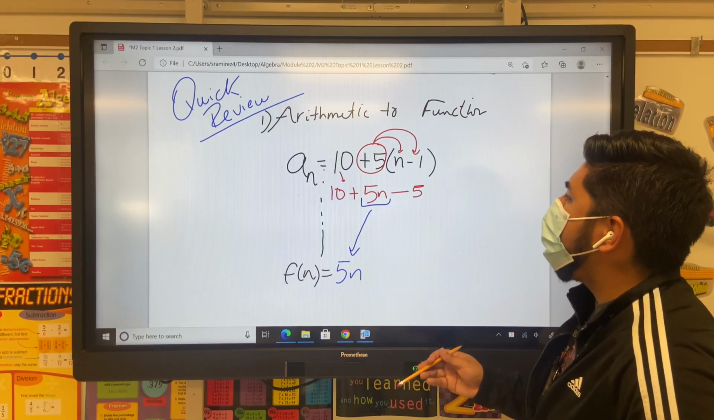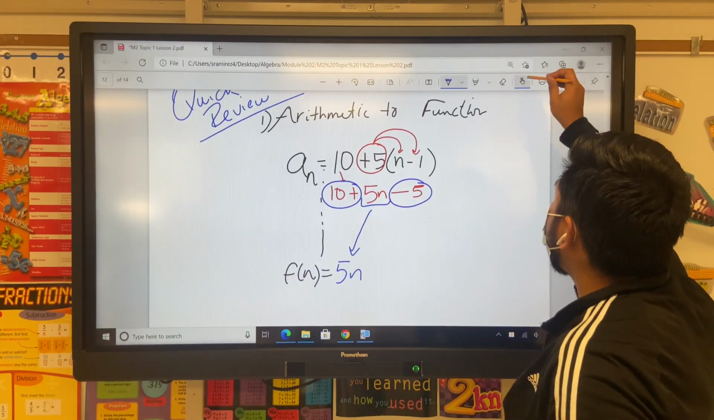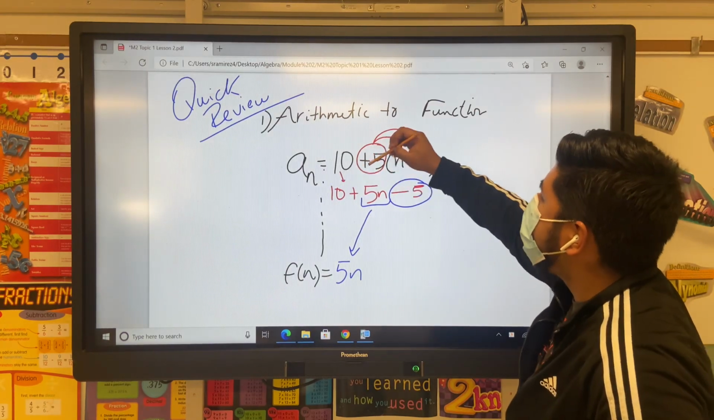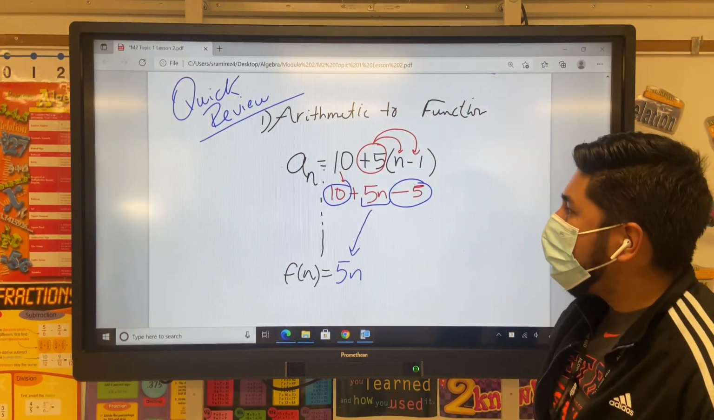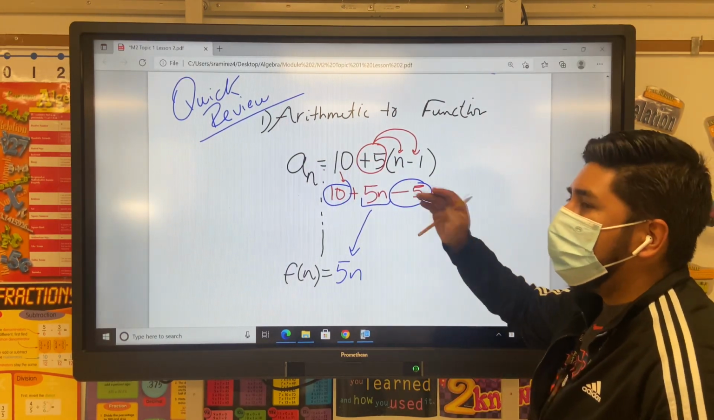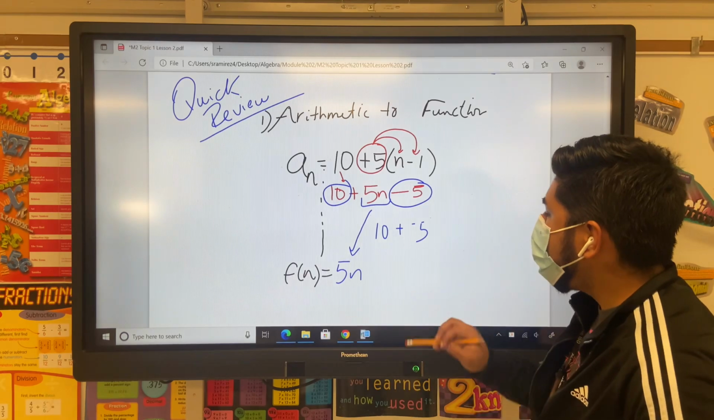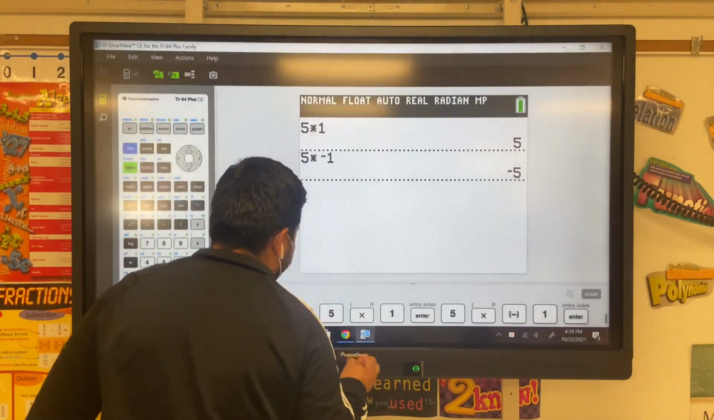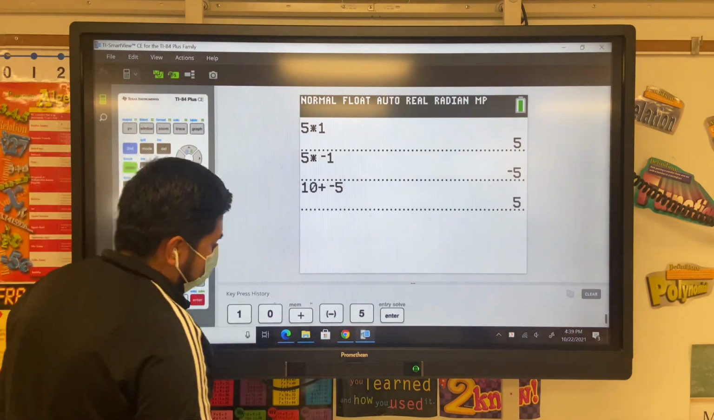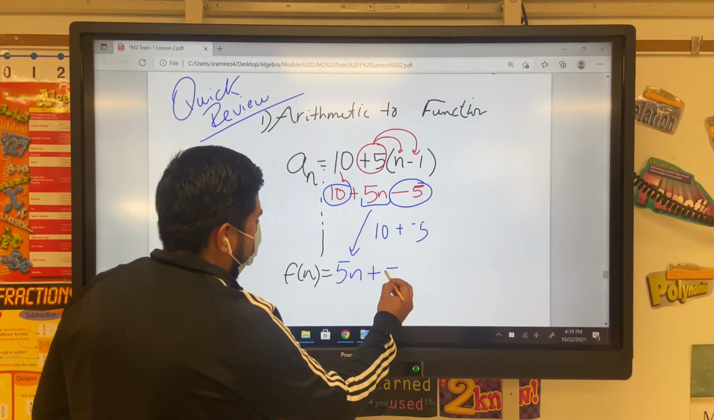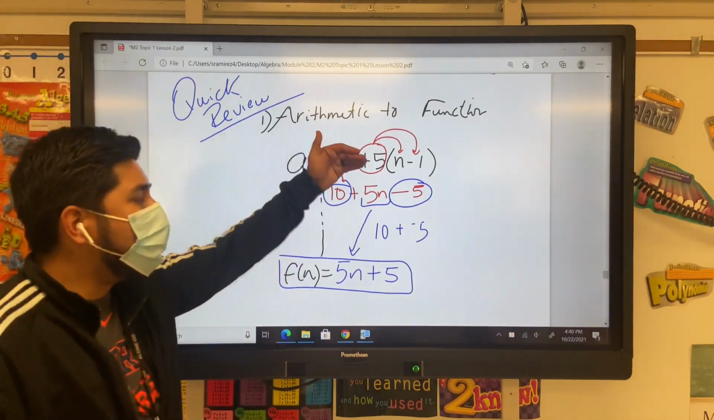The following thing we have to be worried about is adding these 2 leftover guys. Let me erase that real quick because I don't like how I did that. Now, easy peasy lemon squeezy. 10 plus a negative 5. Let's do it in the calculator. We're adding them all the time. 10 plus negative 5 gives me positive 5. So my answer is 5n plus 5.